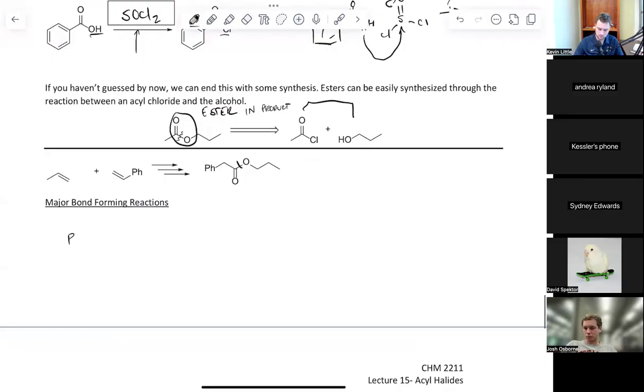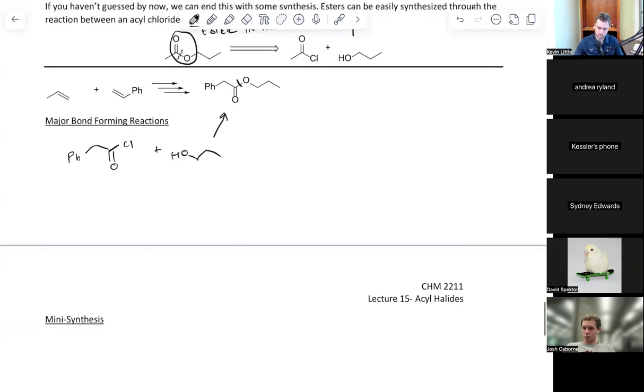I know on one side of my bond, I need that leaving group. And on the other side of the bond, I need that alcohol. And that will get us this product. So the question is, how do I make 1 and 2?